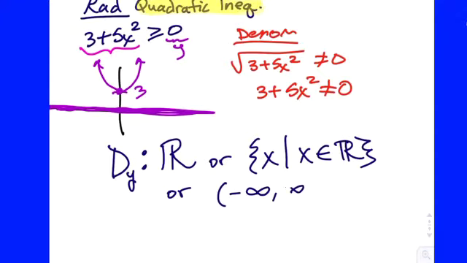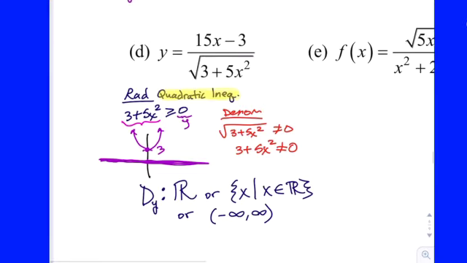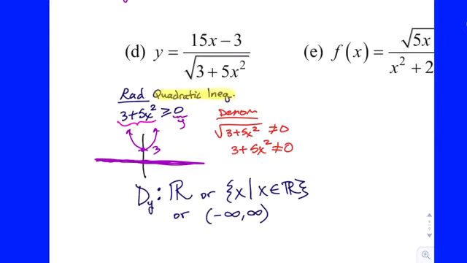Very good. Negative infinity, comma, positive infinity. Either one of those, okay? Any of those work. All right, so the moral of this story is just because you have a square root with a variable underneath it, and/or just because you have variables in the denominator, doesn't mean that you're going to necessarily have restrictions, right? We had both potentially happening here, but yet still no restrictions, okay?